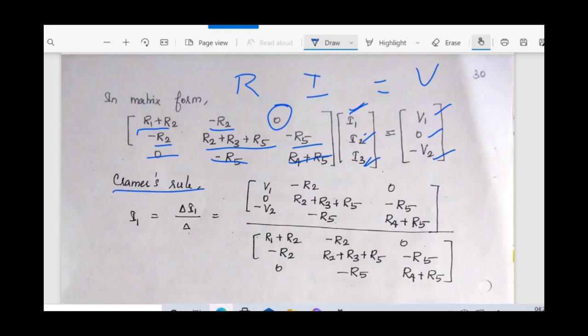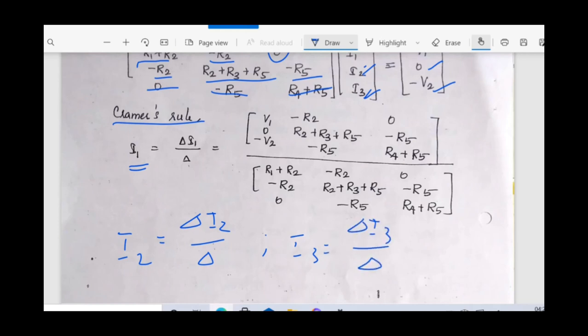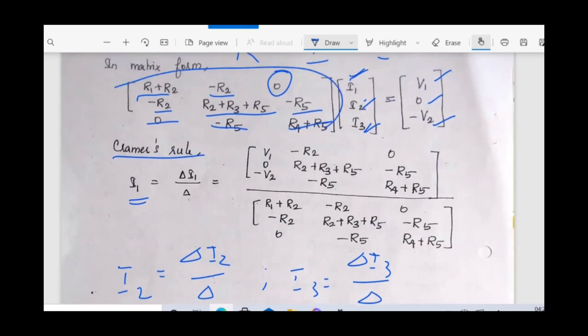Then according to Cramer's rule, we can find all the currents I1, I2, I3, where I1 is equal to determinant of I1 divided by determinant. Then I2 equals del I2 by del. Then I3 equals del I3 by del. What is del? It is the total determinant value. See here, the total determinant value is in the denominator.